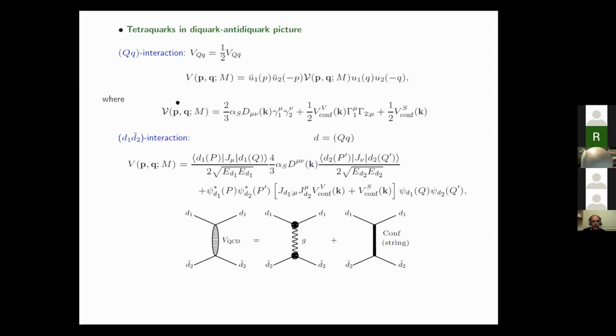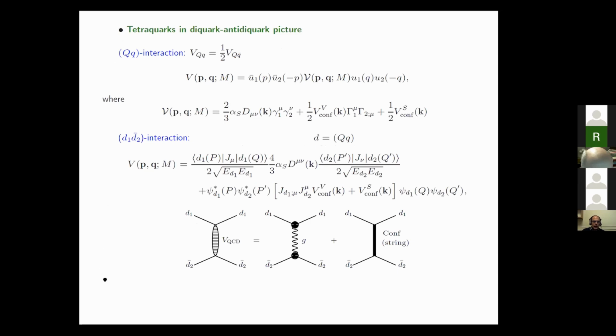Now we apply the same approach to the consideration of the tetraquarks. First, we consider the quark-quark interaction in the diquark, and here we use just the standard rule that it is 1/2 of the quark-antiquark interaction. So here there is the corresponding quasipotential.